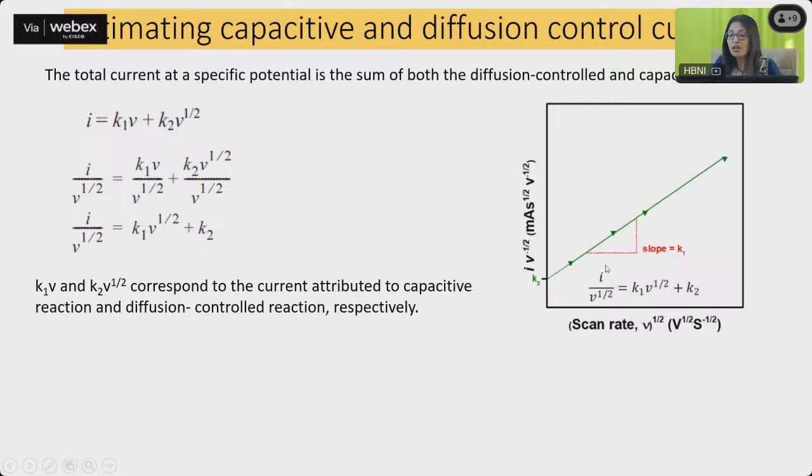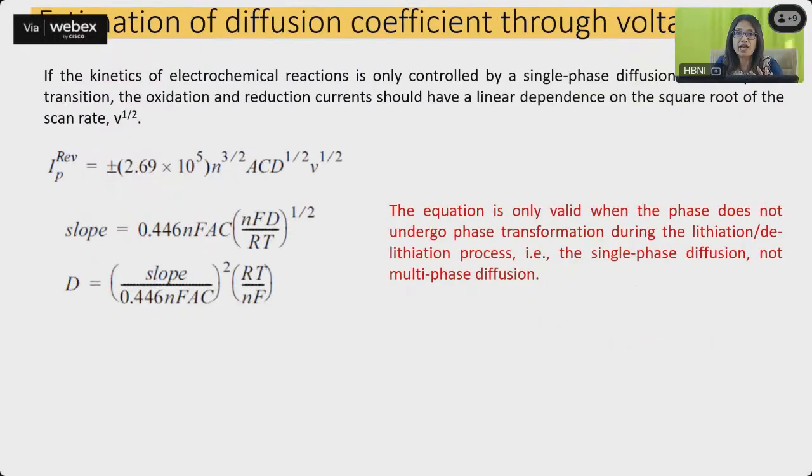And from this slope, you are getting the K1 value. And if you put the K1 value in this particular equation, you will also get the K2 value. And so you will get how much of the current is attributed to the capacitive reaction and how much of the current is attributed to your diffusion control reaction. So this is basically the idea of the current which is coming in from the various scan rates when you are recording CV of your lithium ion coin cell.